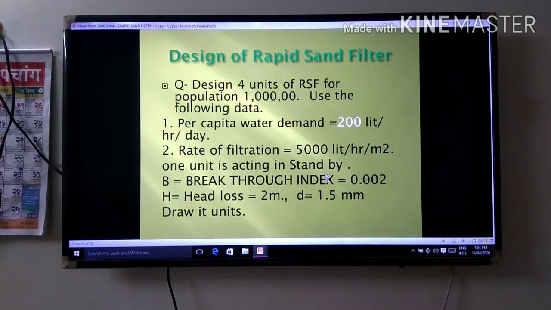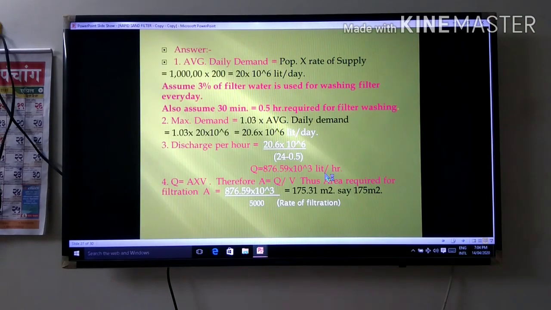Here capital B is equal to breakthrough index is equal to 0.002. Capital H is equal to head loss is equal to 2 meter. Small d is equal to 1.5 mm. Draw its units. Solution.